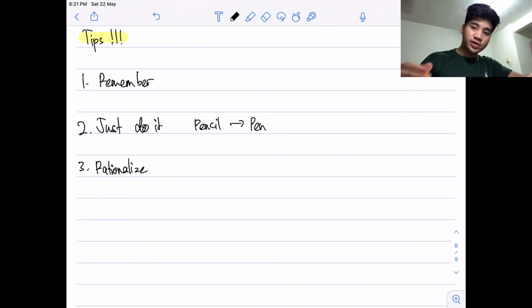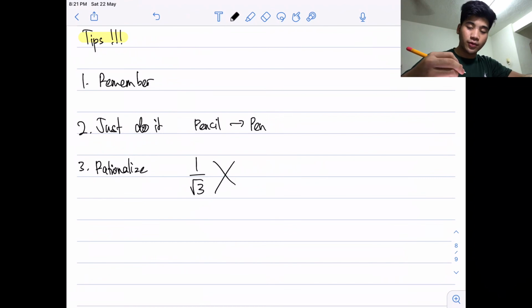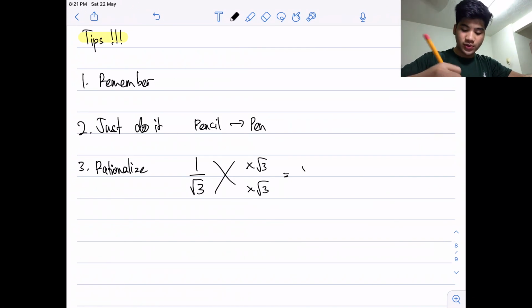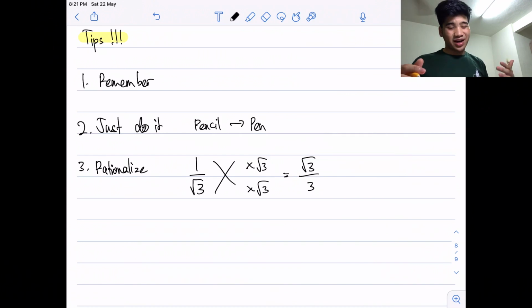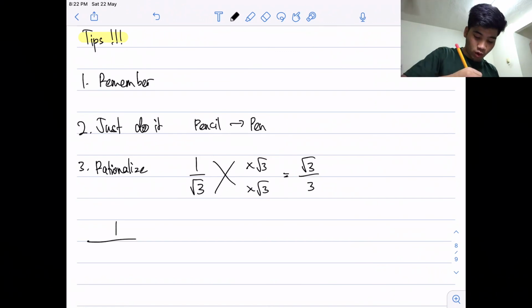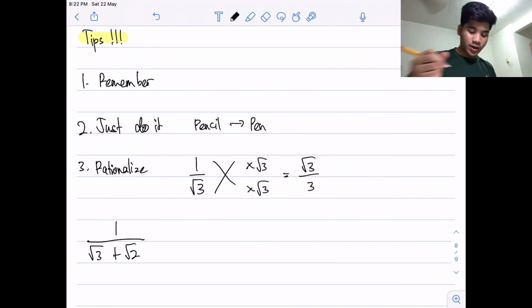If you were to leave your answer as, let's say, 1 over surd 3, this would be incorrect. You have to rationalize this by multiplying the denominator and the numerator by root 3, so that you get root 3 over 3. But sometimes you have an expression as your denominator, like, for example, 1 over root 3 plus root 2. So how would you rationalize this?